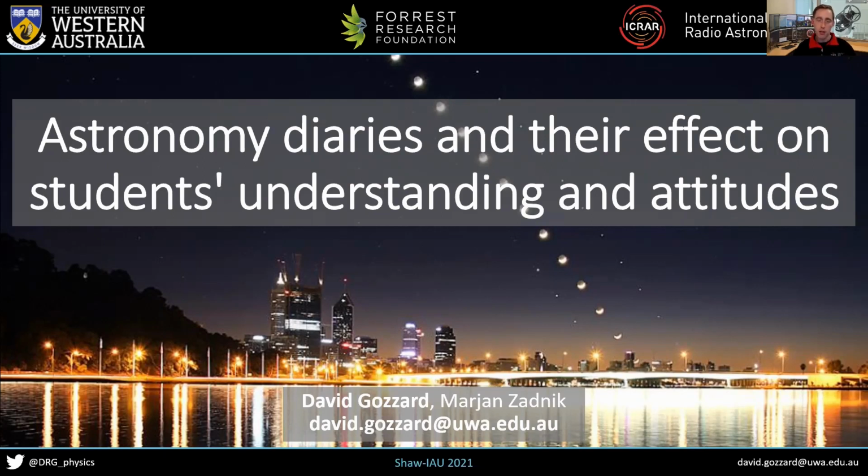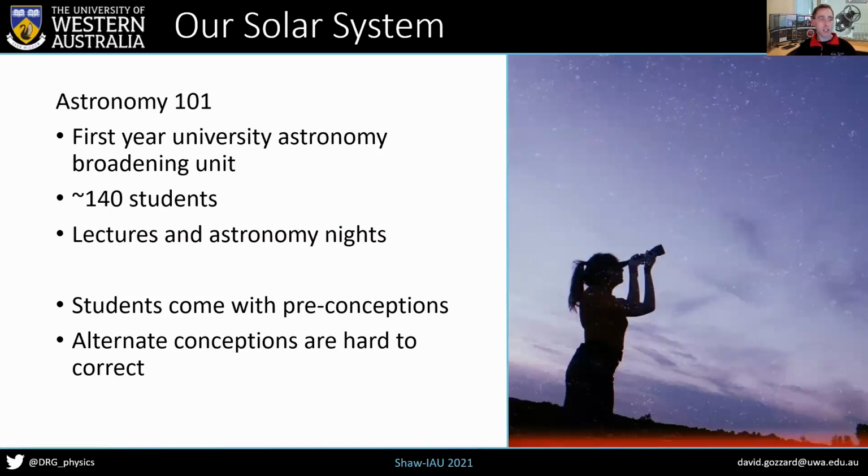Today I'm going to be talking about how to use astronomy diaries to help students understand basic astronomy concepts. So for a few years I've been helping teach a first-year introductory astronomy unit called Our Solar System. It typically runs at about 140 students and normally has lectures and a couple of astronomy nights.